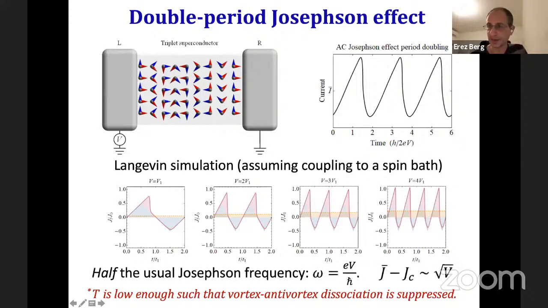So we find this kind of double Josephson frequency. Moreover, we find that the average current depends on voltage. The excess current that you get beyond the value of the critical current, which is determined by the vanishing of the free energy barrier, scales like the square root of the voltage. So that's another prediction we can have.